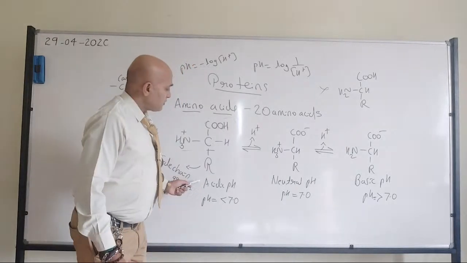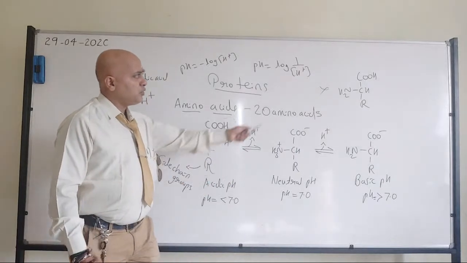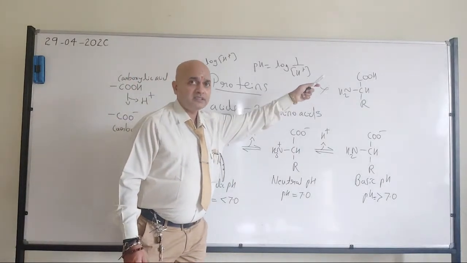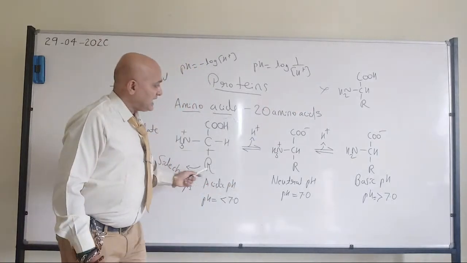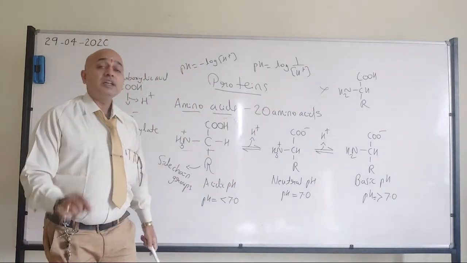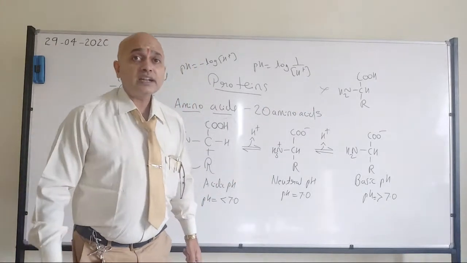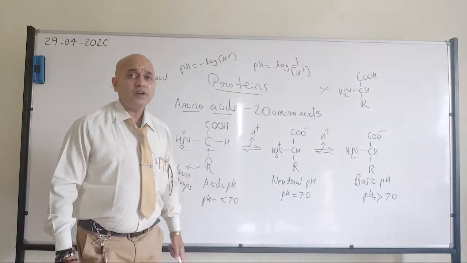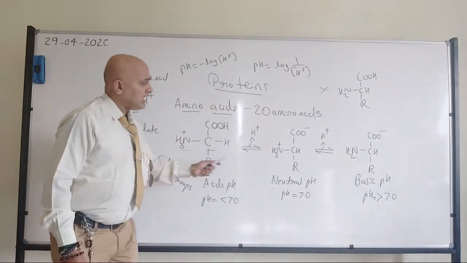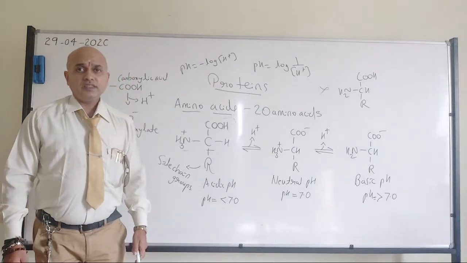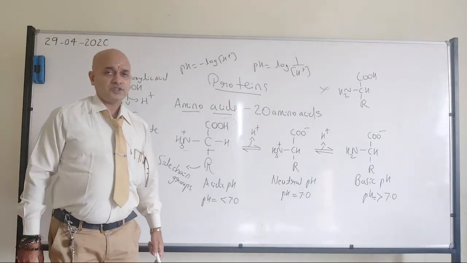Fine? So if you write any one of these three, don't ever write that one. That is wrong. If the question is to write the general structure of an amino acid, you can write any one of these three structures. No need to even mention pH.